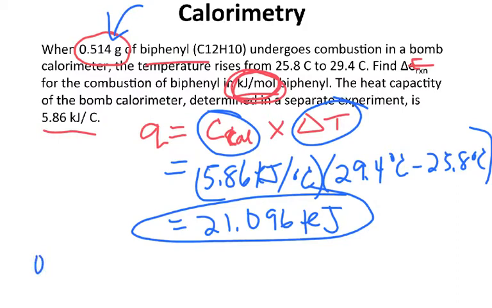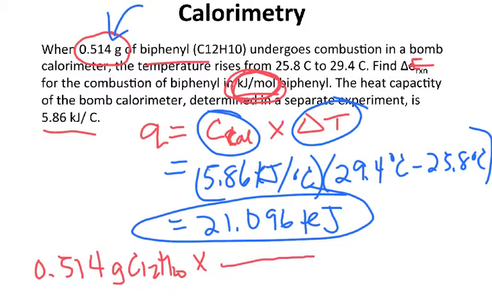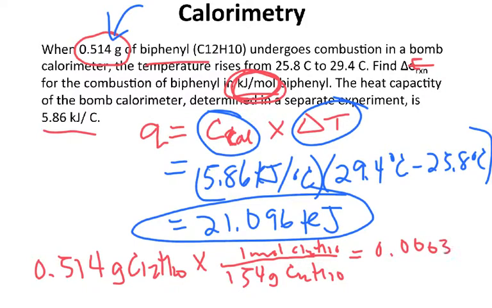I'm going to find the moles of biphenyl in this particular reaction. We have 0.514 grams of biphenyl, C12H10. Biphenyl has a molar mass of 154 grams for every 1 mole. And so we have 0.00334 moles of biphenyl.